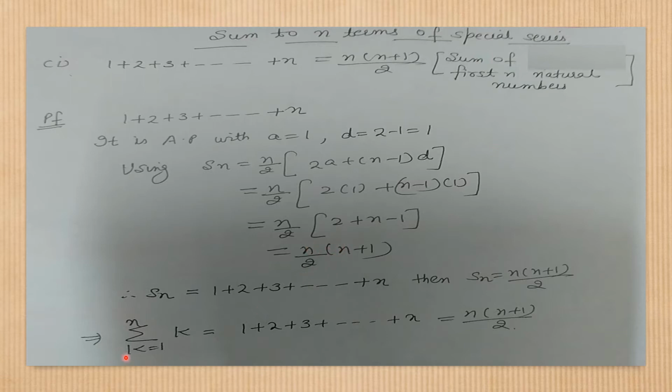So we can write Sn equal to this, or we can write it as summation k varying from 1 to n of k. When you open it, it will be 1 plus 2 plus 3, and so on up to n. So if somewhere it is written like this, it means we are required to find the sum of the first n natural numbers, which is n into n plus 1 by 2.